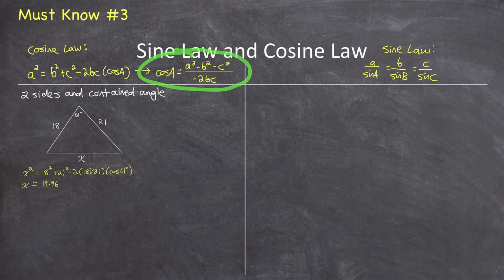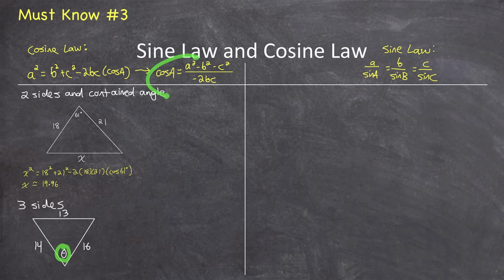This rearranged version of cosine law is used to solve for an angle if you know all three sides of an oblique triangle. If I'm looking for this angle theta, when I use this cosine law, the important thing to notice is that the side that starts in the numerator is the one opposite from the angle you're looking for. So if I'm finding cosine of theta, the side opposite from theta is 13.